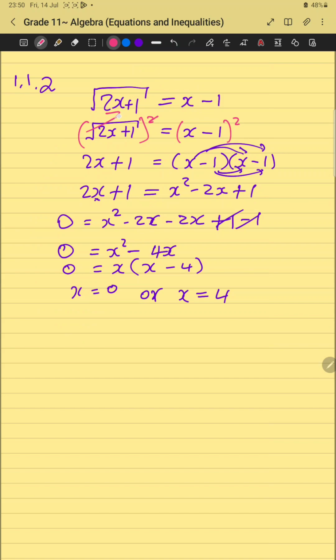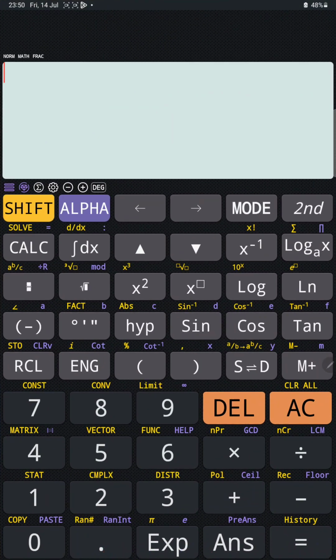So now let's verify that. We can just use our calculator by saying under the square root we've got 2 times x, plus 1, which is 1. And on the other side we've got 0 minus 1, which is negative 1. So 0 is not the same.